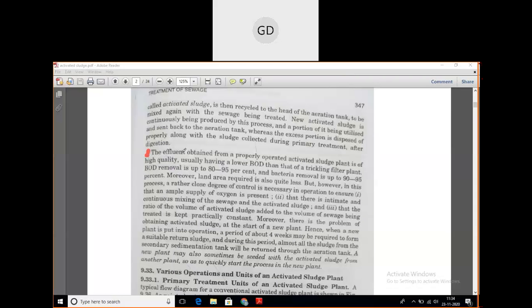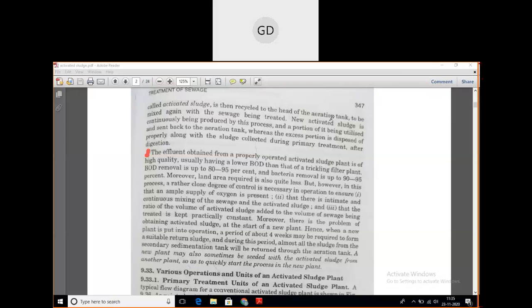The effluent obtained from a properly operated activated sludge is of high quality. So the effluent that you get from your activated sludge plant is of very high quality, and also it has a very low BOD compared to that of a trickling filter plant. So this you can say is a difference between your activated sludge plant and your trickling filter plant.